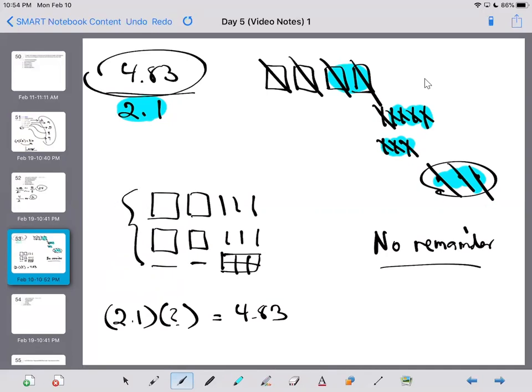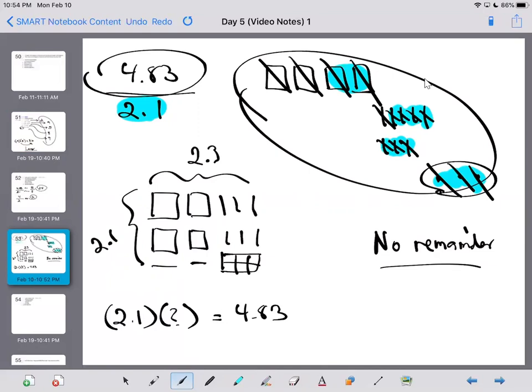So this side is 2 and 1/10. This side is 2 and 3/10. So again, start with the dividend. Start with 4 and 83 hundredths and build it. And that's what we did here. And then what are we doing with the divisor? Well, that becomes one of the sides. So you end up trying to figure out what's the other side. If you use up all of your pieces, then you know you don't have a remainder. If you possibly have a piece left over, then you know it wouldn't divide evenly.